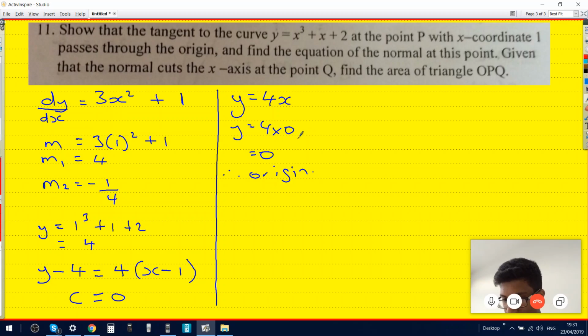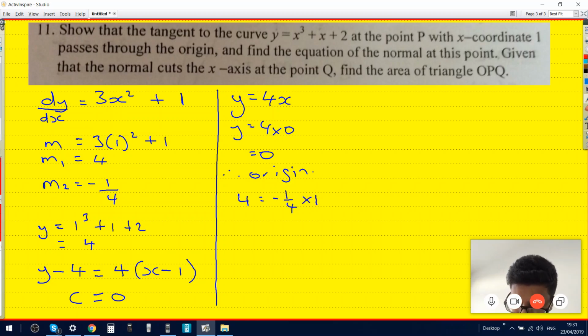And then we have to find the equation of the normal. Okay, let's find the equation of the normal. So we want the equation of the normal at this point. We've got our point 1, 4, and we've got our m value, minus a quarter. So we just do the same thing again. So y equals mx plus c. So 4 equals minus a quarter times 1 plus c.